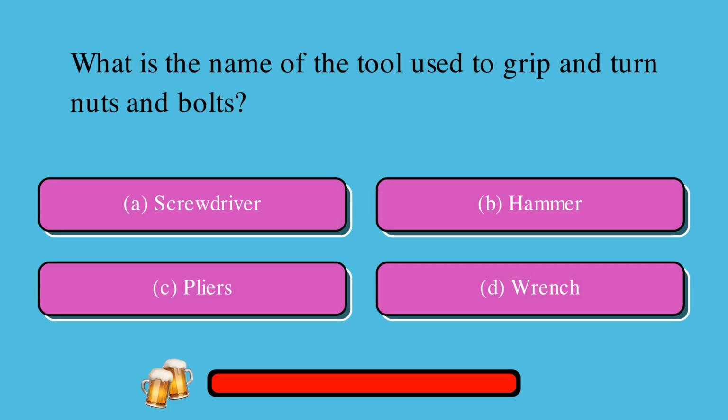Which of the following tools is used to grip and turn nuts and bolts? A. Screwdriver, or B. Hammer, or C. Pliers, or D. Wrench? The correct answer is D. Wrench.